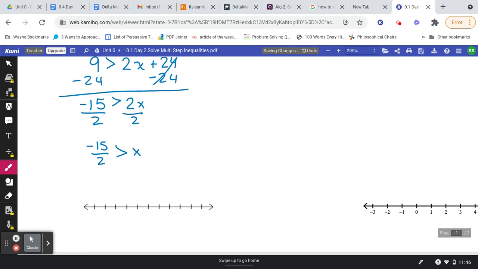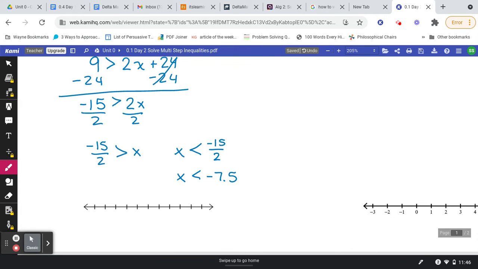I'm going to go ahead and flip that around so that my x is first. And remember, as you flip that, you would also flip the inequality. And 15 over 2, because that's a fraction, I think maybe let's turn it into a decimal. That would give me -7.5. It's going to be a little bit easier to graph.